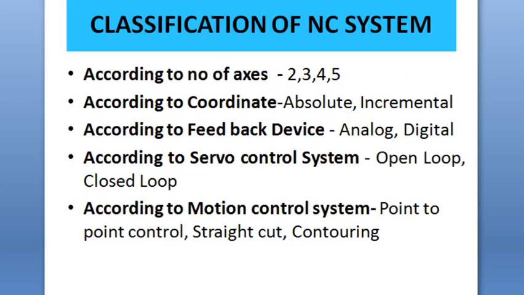The classification of NC systems according to the number of axes used: 2, 3, 4 and 5 axes. According to the coordinate system followed in the CNC or NC system: absolute or incremental mode. According to the feedback device: analog or digital feedback devices used. According to the servo control system: open loop or closed loop. According to the motion control system: point-to-point control, straight cut or contouring.